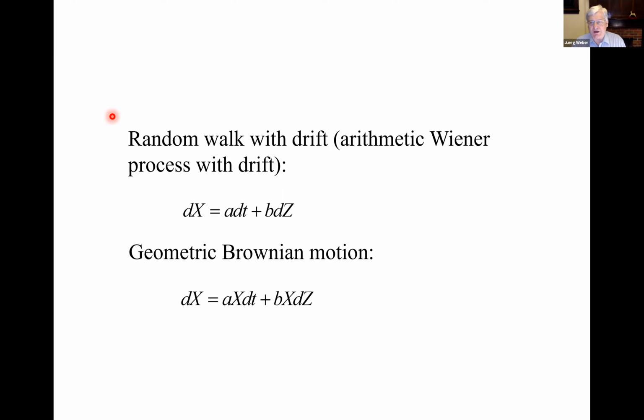In last lecture, I mentioned arithmetic, stochastic processes, and geometric processes. Let's make sure that we all understand what the difference is.